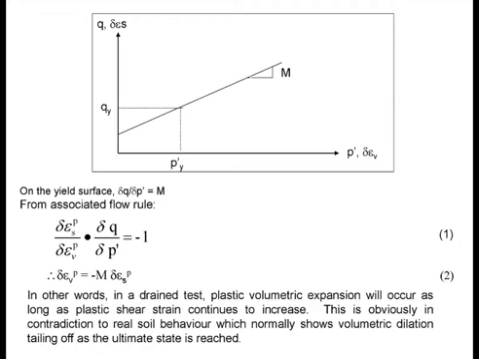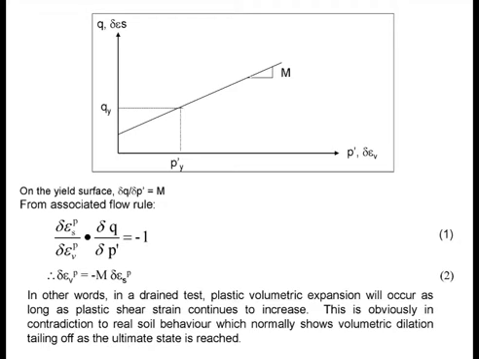So, basically, what it means is this. If you have an associated flow rule on a Mohr-Coulomb, which is usually not used in practice, alright? So, if you use GeoFEA, please don't turn on the associated flow. It's not realistic. It's unrealistic. And I'll tell you why it's unrealistic.